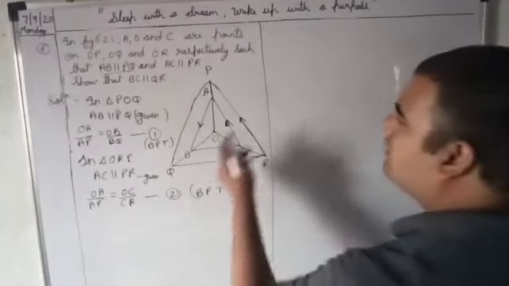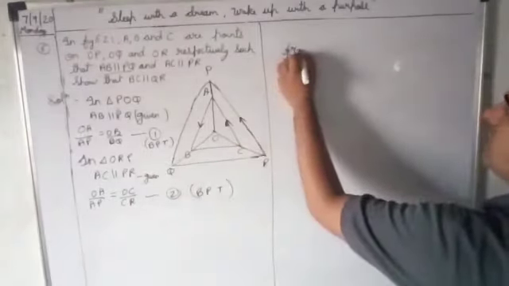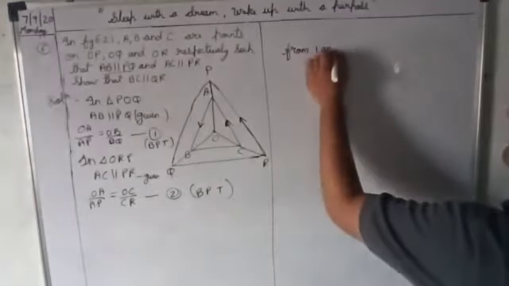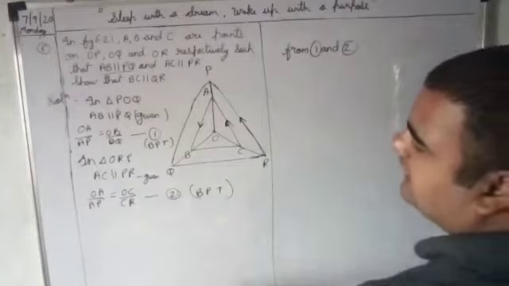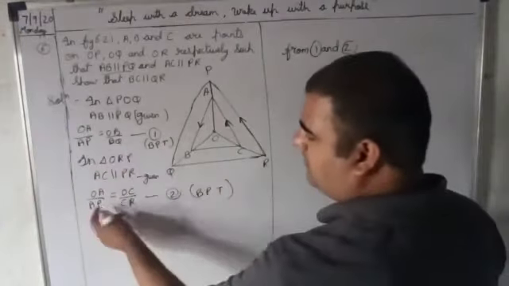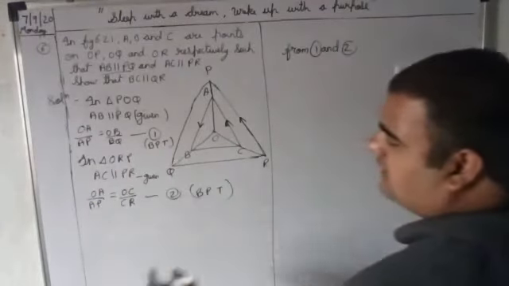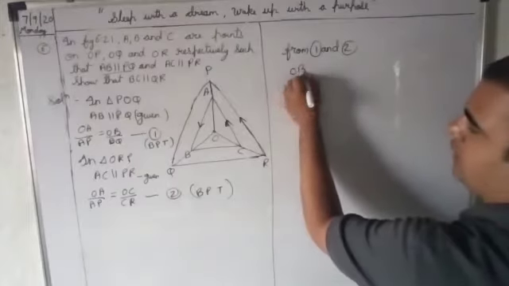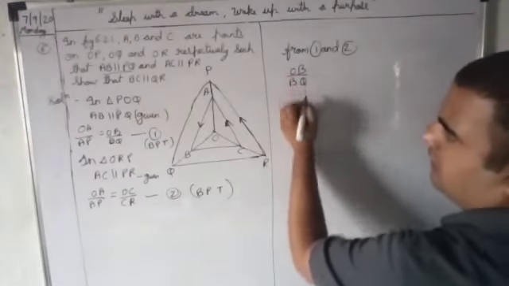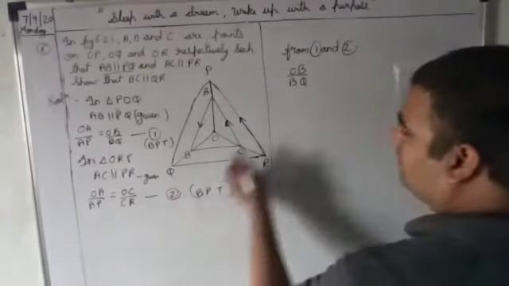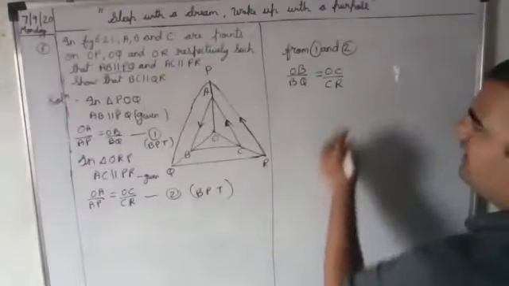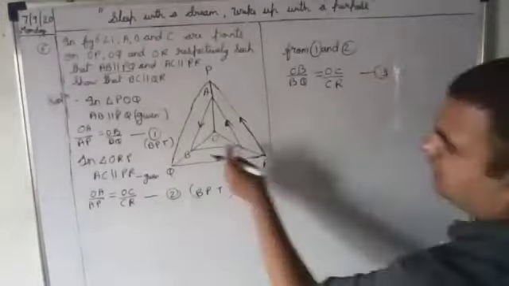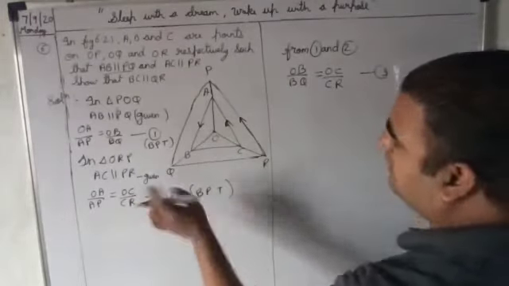So from 1 and 2 you can see, OA upon AP, the LHS are same. So OB upon BQ equals OC upon CR. You can name this as third. So you got OC upon CR and OB upon BQ.